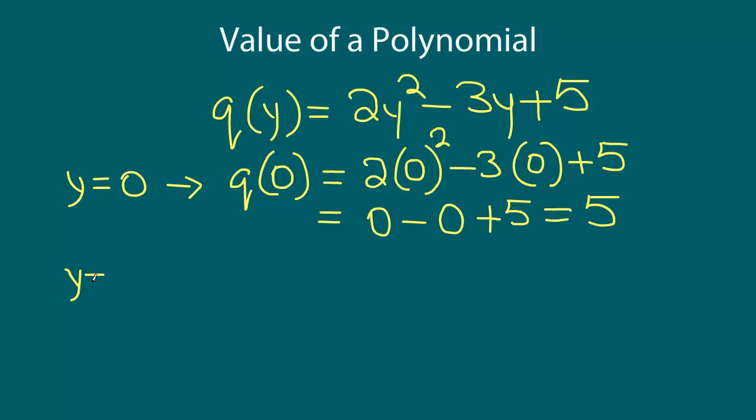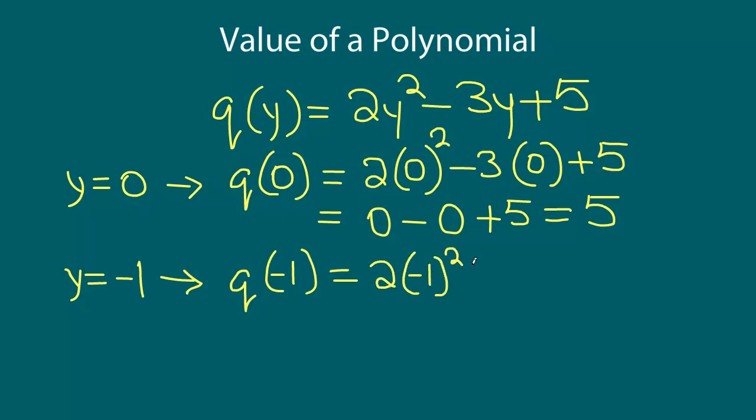Now let's say we want to find out at y equals minus 1. And I'm randomly, arbitrarily taking these values of the variable, right? So if you want to find out the value of this polynomial at y equals minus 1, so we will write this as, wherever we have y, we will replace that with minus 1. So we have 2 times (minus 1) squared minus 3 times (minus 1) plus 5, right?